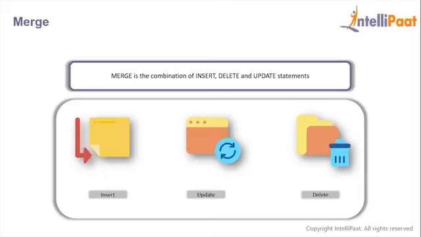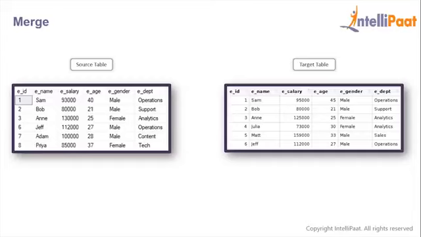So the merge statement helps us to perform insert, update and delete in just one statement. This means we no longer require multiple statements to perform insert, update and delete. And for the merge statement, we require two tables, a source table and a target table. The source table basically contains all the changes which are to be applied to the target table, and the target table is the table upon which we'll be implementing all the changes.